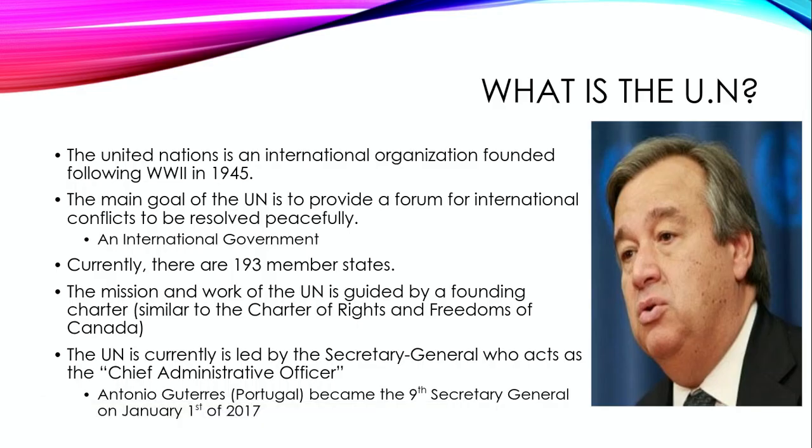So what is the UN? The UN is an international organization founded following World War II in 1945. So we would call the UN a supranational organization, meaning that for it to work, countries have to agree to go along with the decisions. The main goal of it is to provide a forum for international conflicts to be resolved peacefully. So you could think of it as a little bit like an international government. Currently, there are 193 member states. There's also two official observers. This is Palestine and the Holy See, or Vatican.